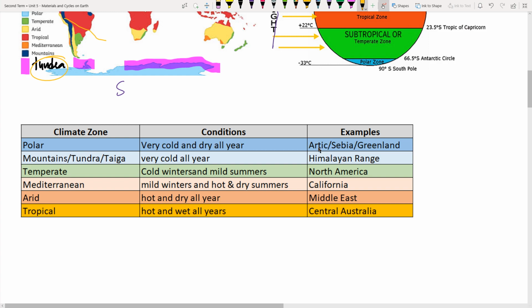For polar, it would be the Arctic or Siberia. I needed to write Siberia, sorry, there's a mistake. Siberia, Greenland, these are polar regions. Then we have the temperate regions, which are cold in winter and mildly hot in summers. They get mild summers like North America. Then we have Mediterranean, which gets mild winters and hot and dry summers like California, which is very dry, hot weather, but it barely gets any winter.